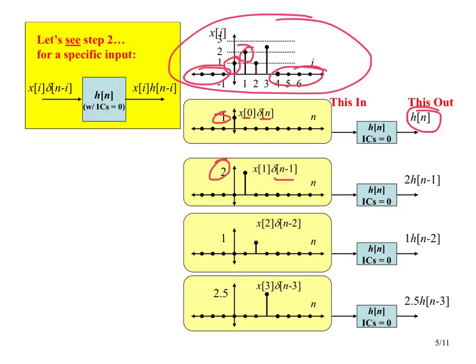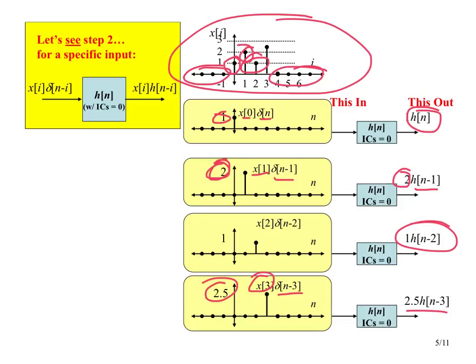And so what comes out is the impulse response shifted by 1 and multiplied by 2, because that was the number that we ended up multiplying. So x of 1 was 2. Letting i equal 2, we do the same thing and we get 1 times h of n minus 2, since 1 was the value of the input at that value of i. Now we take i equal to 3, we shift the delta function by 3, multiply by x of 3, which happens to be 2.5, so we get 2.5 times h of n minus 3.